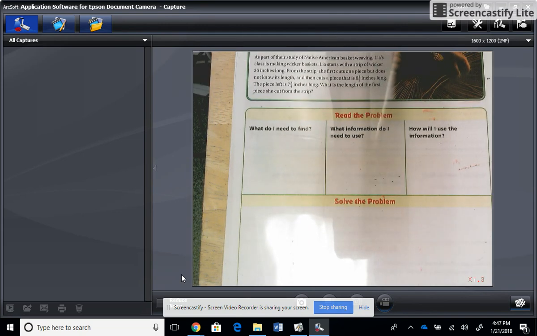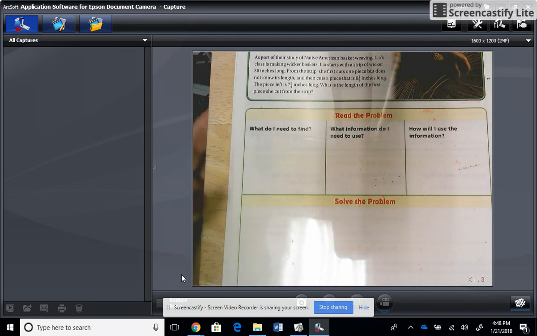As part of their study of Native American basket weaving, Lee's class is making wicker baskets. Lee starts with strips of wicker that is 36 inches long. From the strips, she first cuts one piece but does not know its length. Then she cuts a piece that is 6.5 long. The piece left is 7 3/4 inches long. What is the length of the first piece?